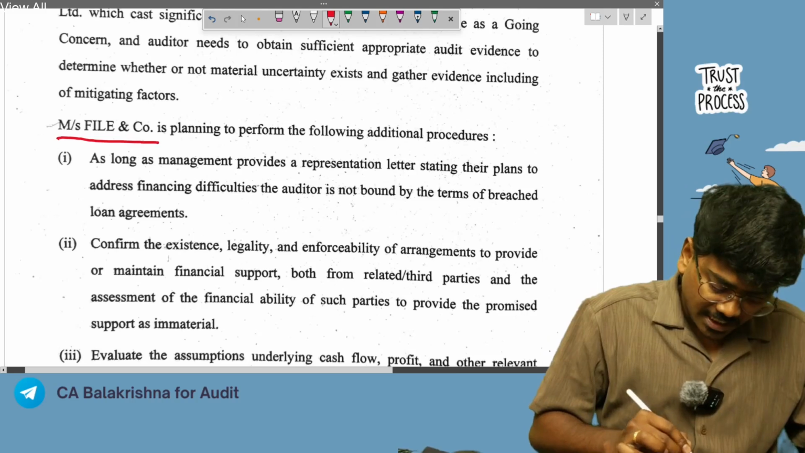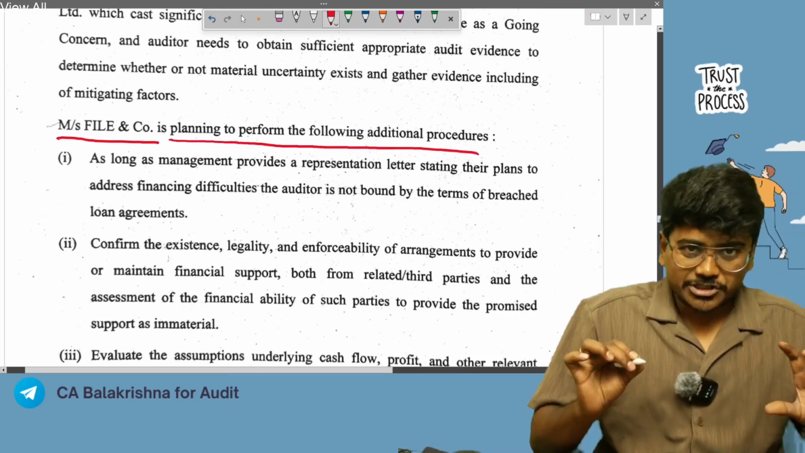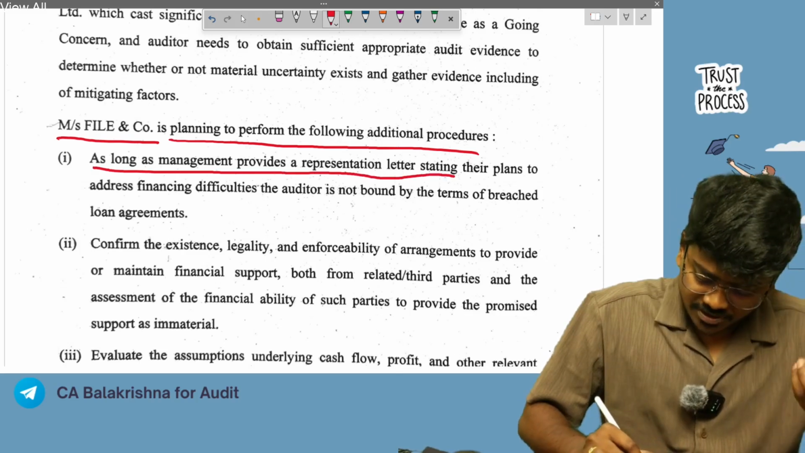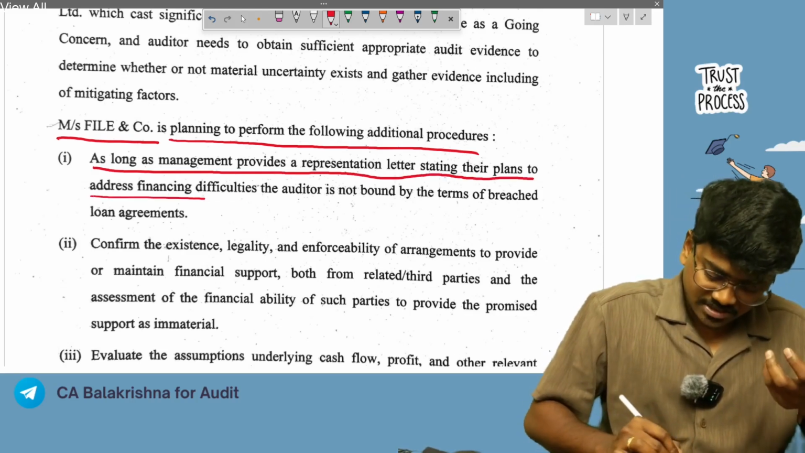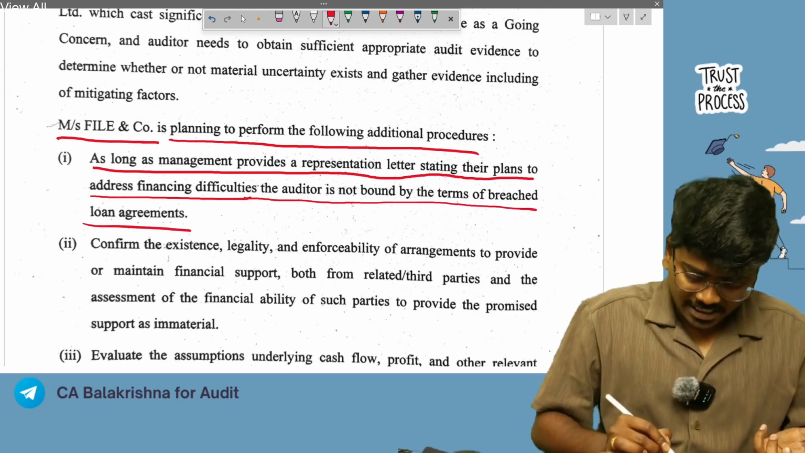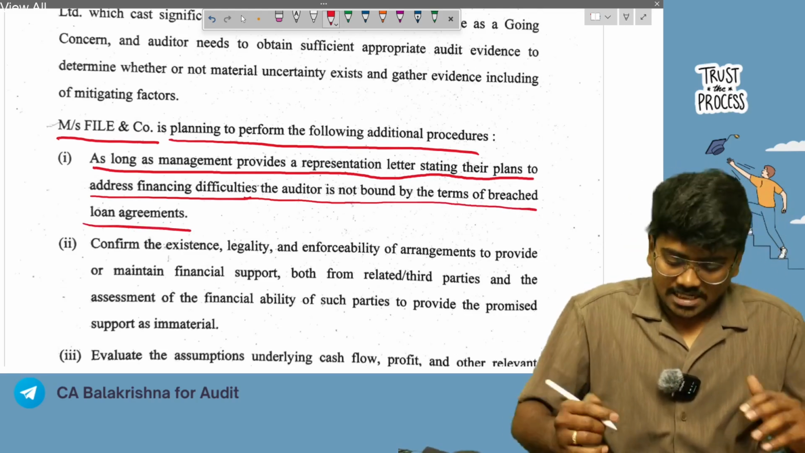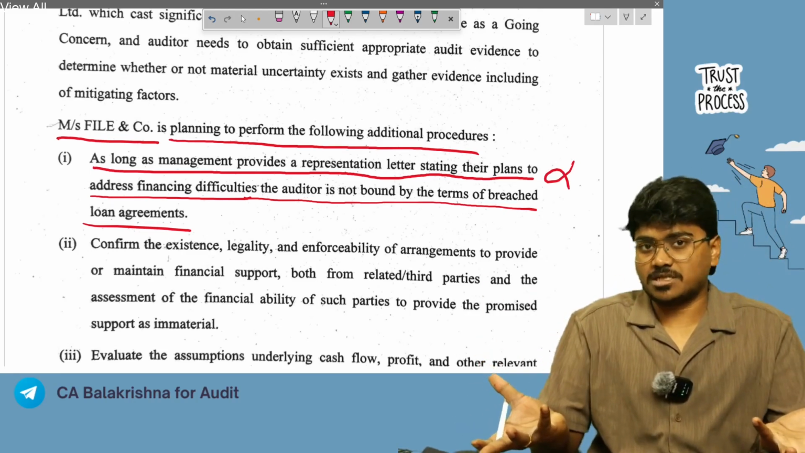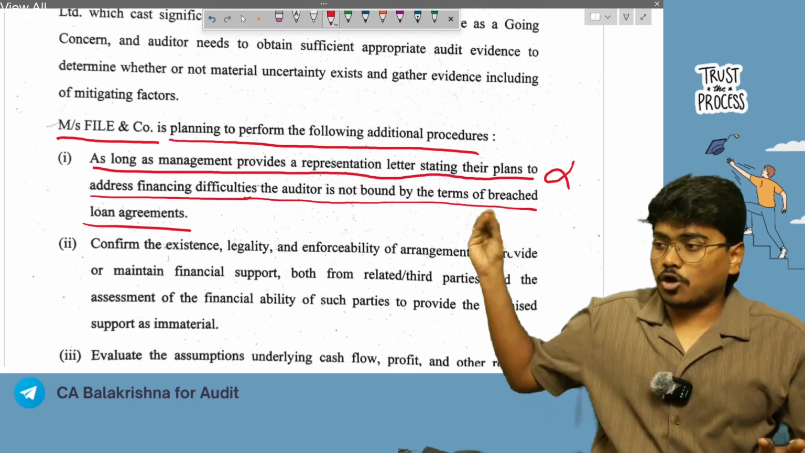Mrs. File and Co is planning to perform the following additional procedures. First procedure: as long as management provides a representation letter stating their plans to address financing difficulties, the auditor is not bound by the terms of breach of loan agreement. See, this is not a procedure at all. This doesn't come under the meaning of procedure. So this is the wrong procedure.